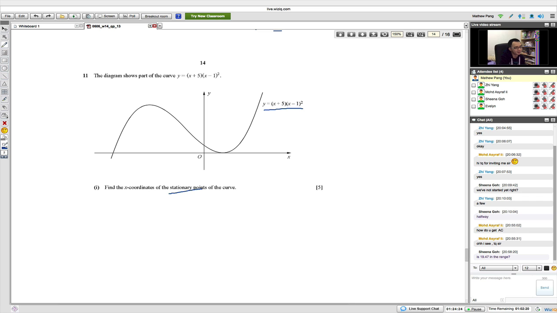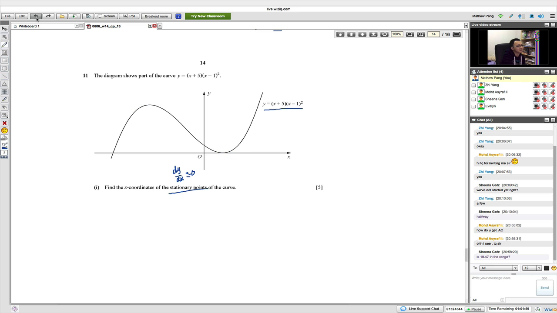Whenever you see stationary point, you have to know dy dx equals 0, especially in a curve question, because at the maximum or minimum, the gradient will always equal 0. So when gradient equals 0, it means dy dx we will get 0. Okay, this is basically the idea.